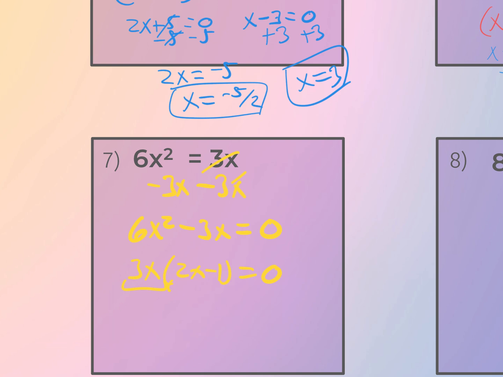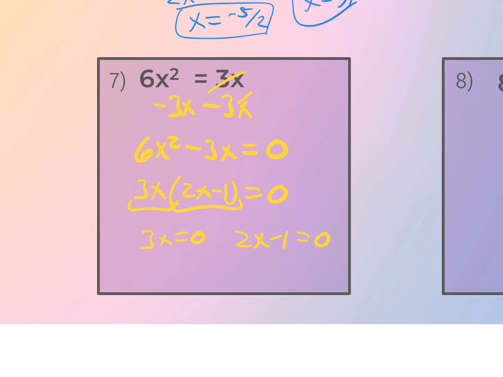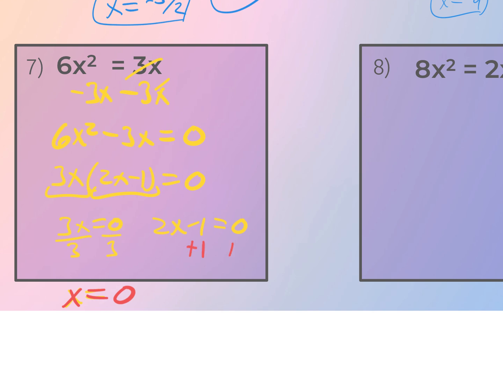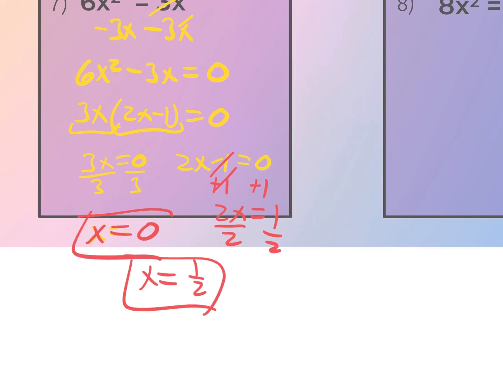And then we set each factor equal to 0. We get 3x equals 0, 2x minus 1 equals 0. This first one, we just have to solve it by dividing by 3 on both sides. So then we get x equals 0. And then over here, we can add a 1 on both sides. So then we get 2x equals 1, and then divide by 2 on both sides, we get x equals 1/2. All right, 2 solutions.